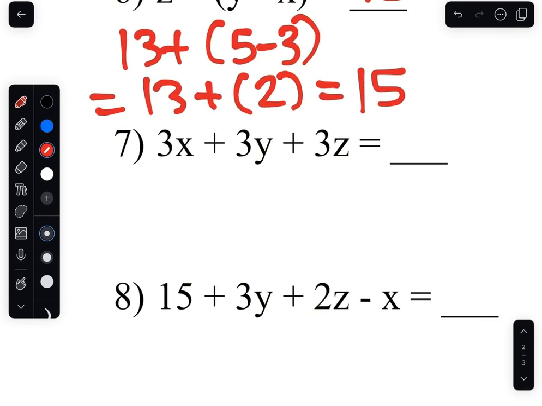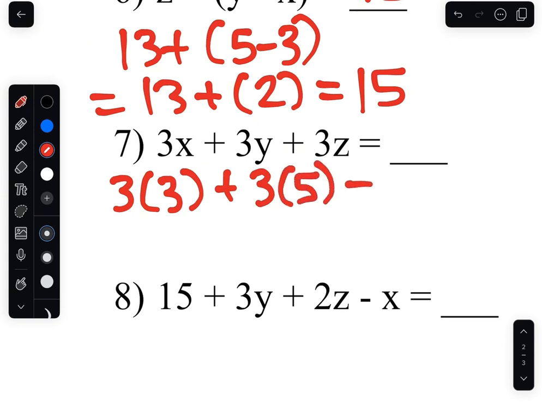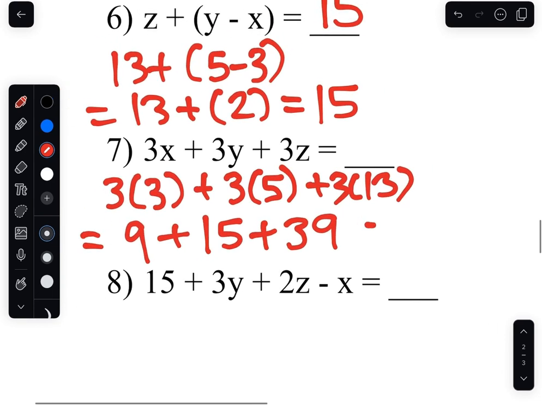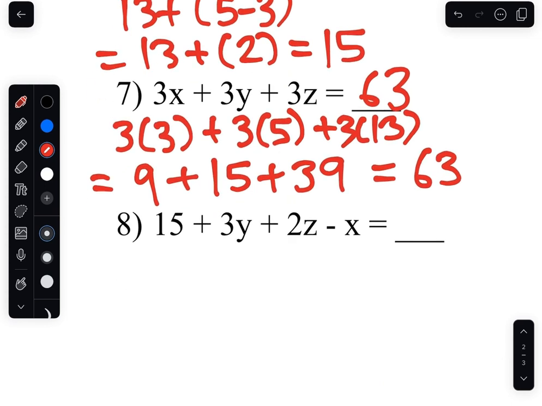Number 7, 3x plus 3y plus 3z. 3 times 3 plus 3 times 5 plus 3 times 13. 3 times 3 is 9. 3 times 5 is 15. And 3 times 13 is 39. When you add all of those up together, we have 9 plus 15 is 24. 24 plus 39 is 63. So the answer for number 7 is 63.